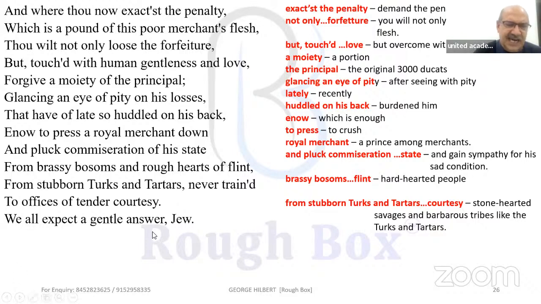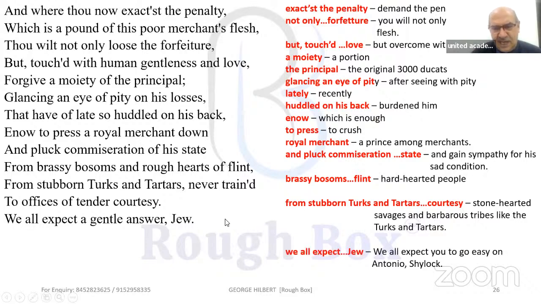We all expect a gentle answer, Jew. We all expect you to go easy on Antonio, Shylock. So you can see the Duke is very much in favor of Antonio being spared by Shylock. He's even trying to impress upon Shylock not just to give up the pound of flesh, but also give up a small portion of the principal amount of 3,000 ducats.